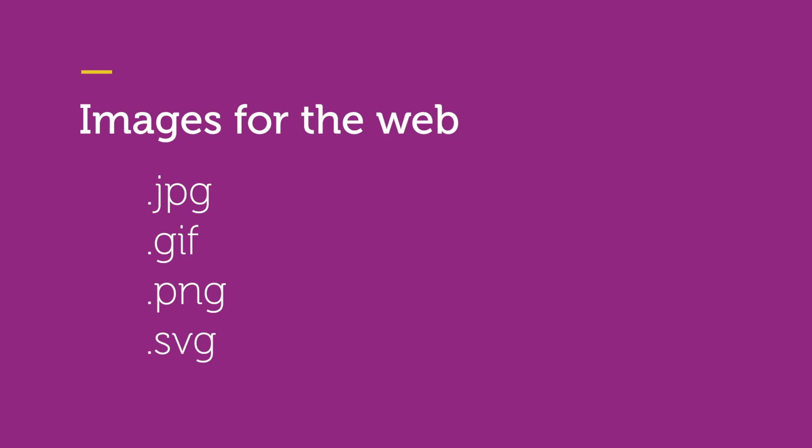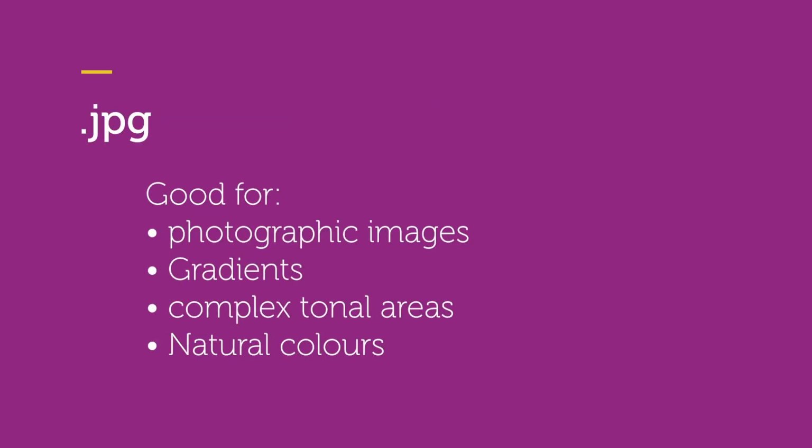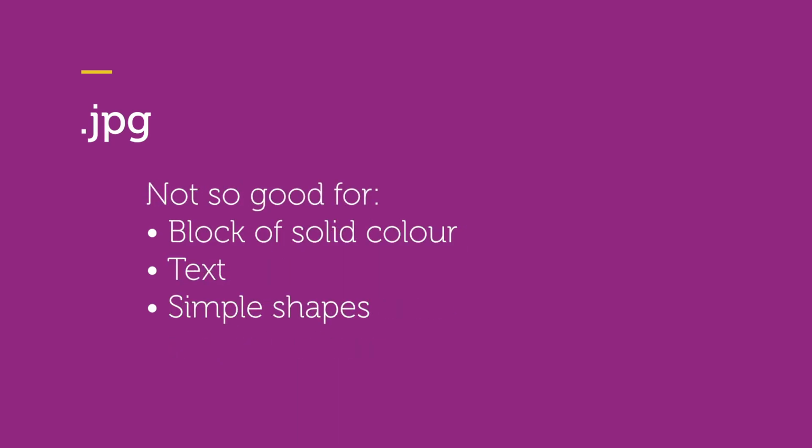Each of these file formats has different strengths and applications. JPEG files are good for photographic images, gradients or complex tonal areas, and lots of natural color. JPEGs use what's called a lossy compression algorithm. Lossy compression simplifies an image and tries to remove unnecessary pixels without altering the overall image overtly. JPEGs aren't really good for block or solid colors, lots of text, or simple graphic shapes.